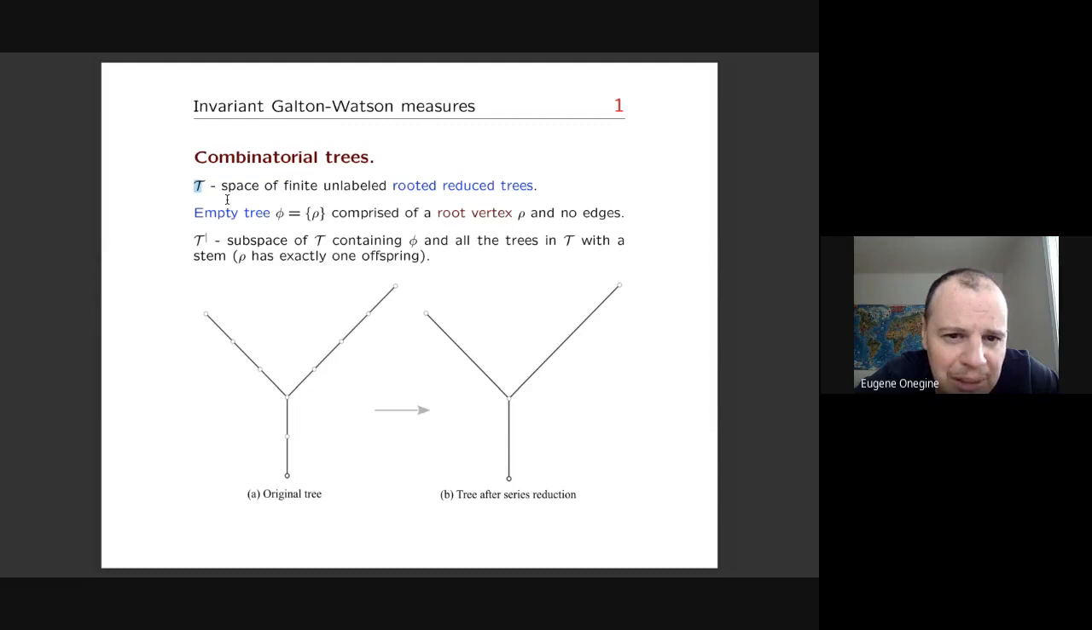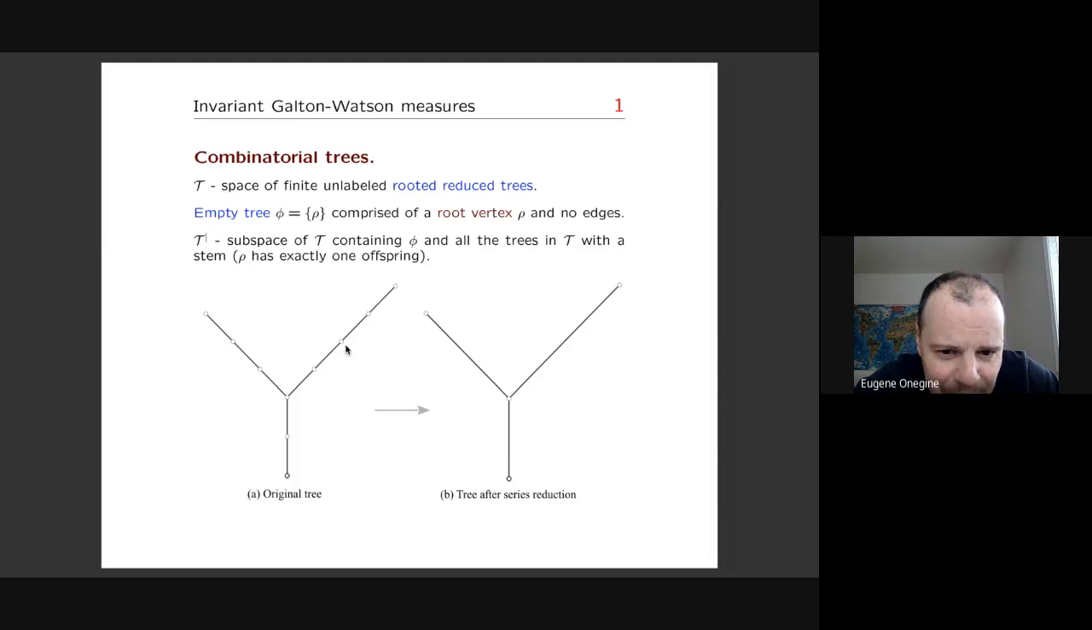So this is the space of finite, unlabeled, rooted, reduced trees. Let me explain these terms. First of all, rooted means each tree has a root vertex, and having a root vertex induces the orientation up and down. Away from the root is up, towards the root is down. Now, what is reduced? Reduced means that every degree two vertex is eliminated by series reduction. So what is series reduction?